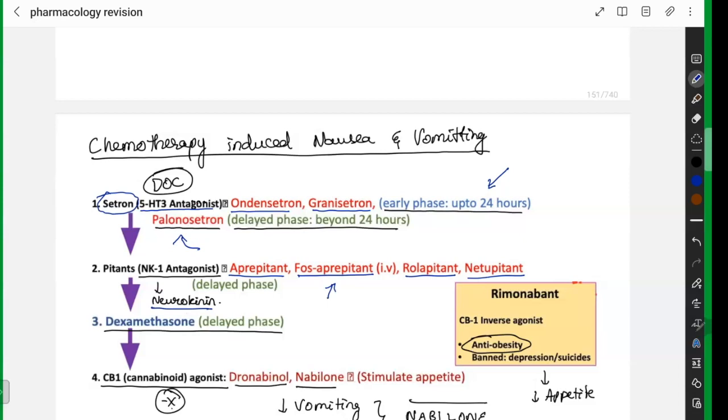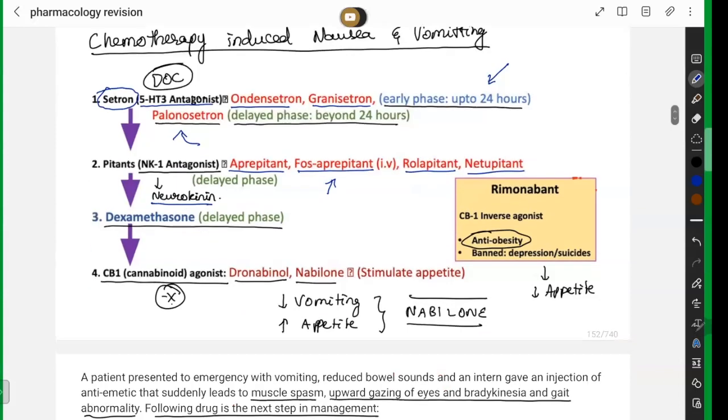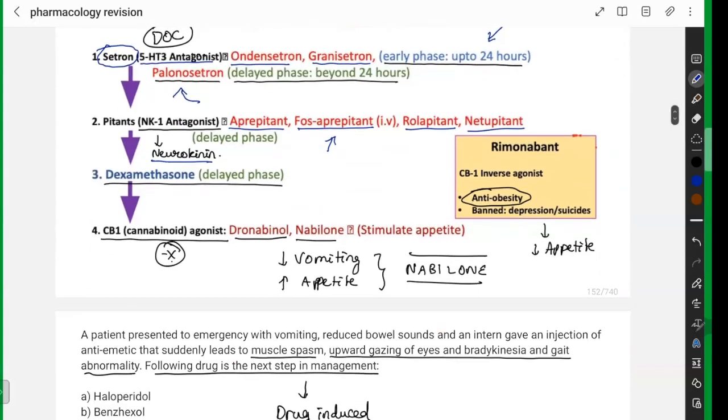If this also is not going to help, then you go for the third one, dexamethasone. What is dexamethasone? It is a steroid. So you go for dexamethasone in the delayed phase. What is the fourth one? Cannabinoid agonists, or we call them CB1 agonists. You have dronabinol and nabilone. They reduce your nausea and vomiting. But nabilone also increases your appetite.